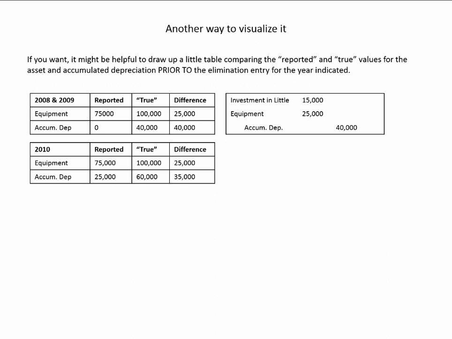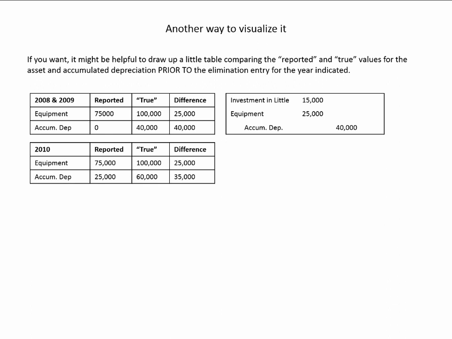In 2010, again, the equipment account is sitting on Little's balance sheet at 75,000. The true cost is 100,000. So again, we're going to need to increase the equipment by $25,000. Now, the reported accumulated depreciation is $25,000. Little has had the asset for 1 year. They depreciated it for $25,000 back in 2009, and so they would have accumulated depreciation of $25,000.